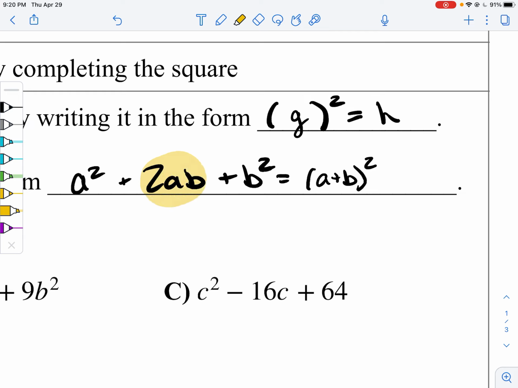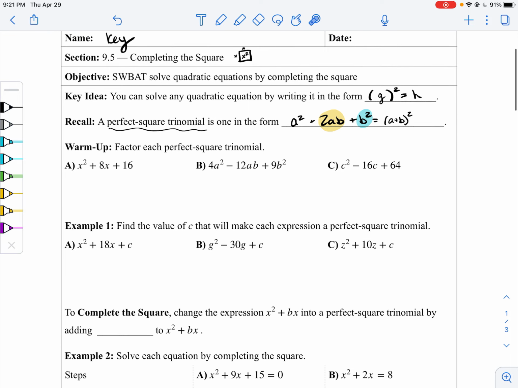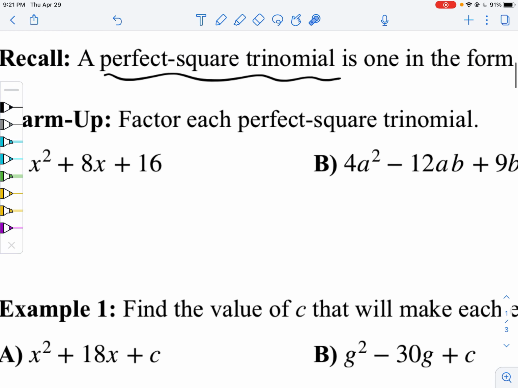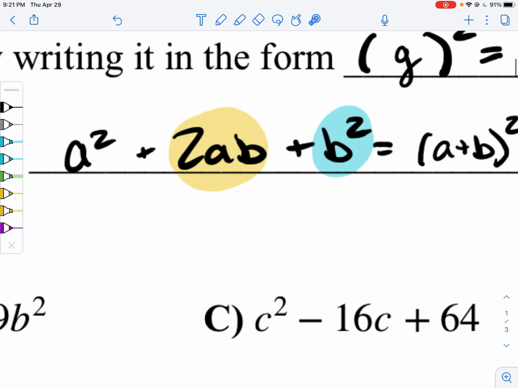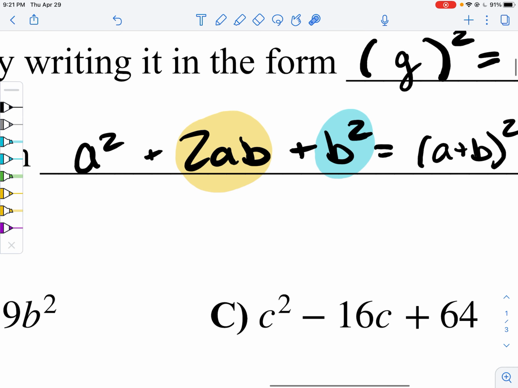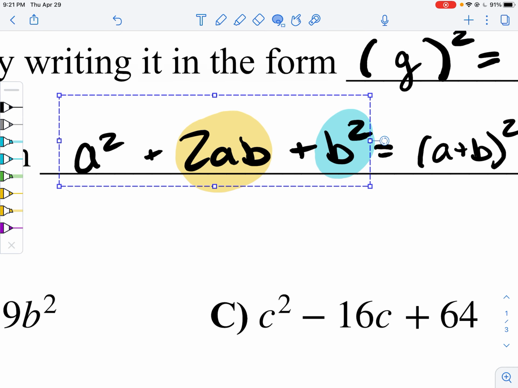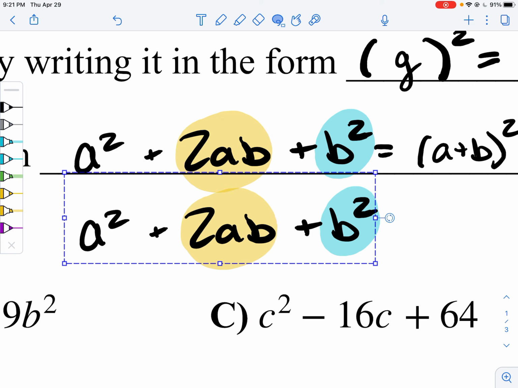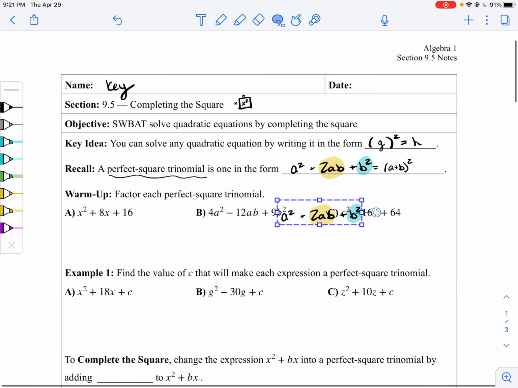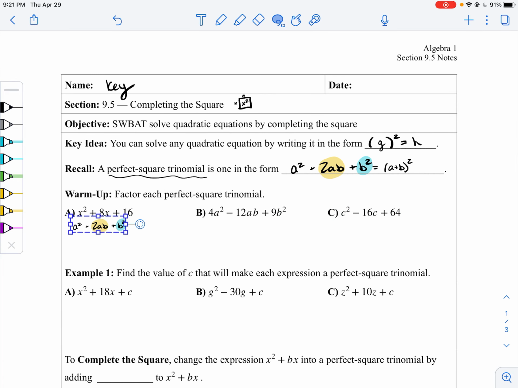We've got a 2 times something, and then we've got a perfect square over here and another perfect square over there. We're really going to care about these two today. So we know that each of these is a perfect square trinomial because it fits this pattern. And now the question is, what are the numbers in this pattern?